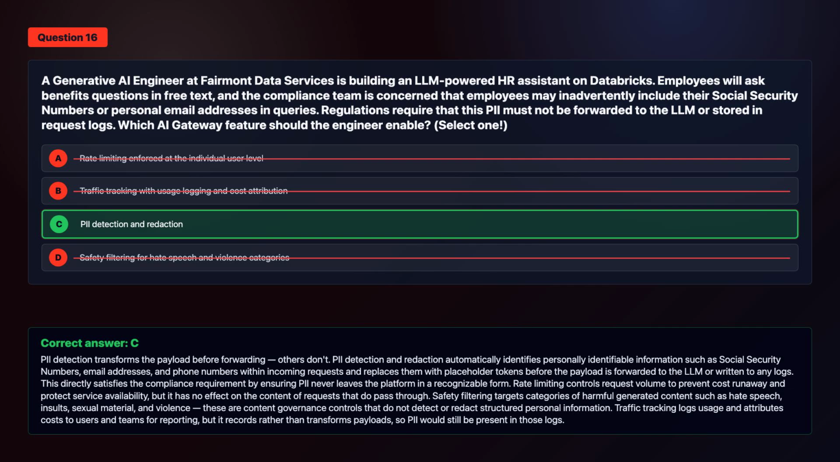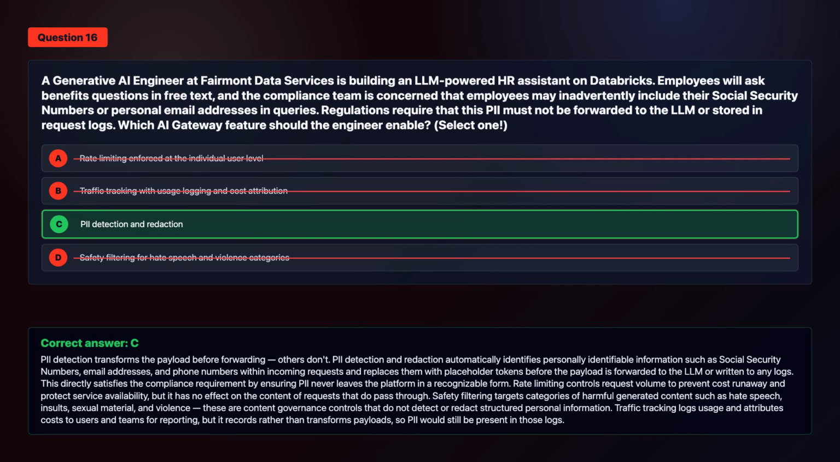Rate limiting controls request volume to prevent cost runaway and protect service availability, but it has no effect on the content of requests that do pass through. Safety filtering targets categories of harmful generated content such as hate speech, insults, sexual material, and violence. These are content governance controls that do not detect or redact structured personal information. Traffic tracking logs usage and attributes costs to users and teams for reporting, but it records rather than transforms payloads, so PII would still be present in those logs.